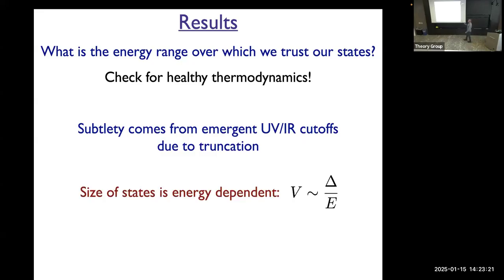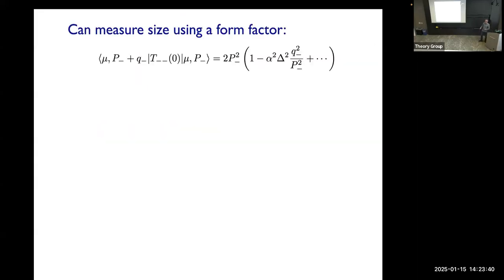And what we found effectively, I'll show you a plot, is that the size of states turns out to be energy dependent. The volume depends on our truncation parameter, but different states of different energies essentially have different volumes in our scheme. And the way we measure the size of the state is the way we measure the size of the proton: we measure a form factor again.